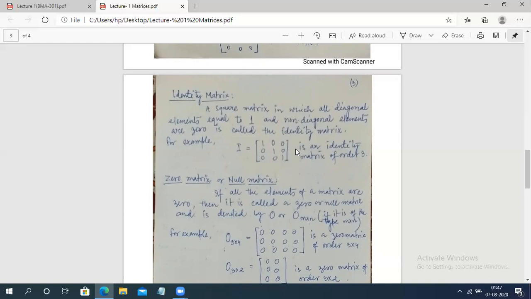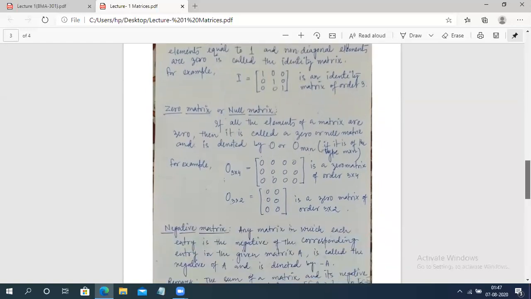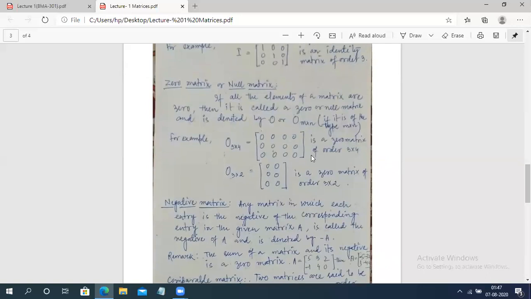Now, what is a zero matrix or null matrix? A matrix, it may be rectangular, it may be square. But if all the elements of a matrix are zero, then it is called the zero matrix or null matrix. This is a null matrix of order 3 by 4.